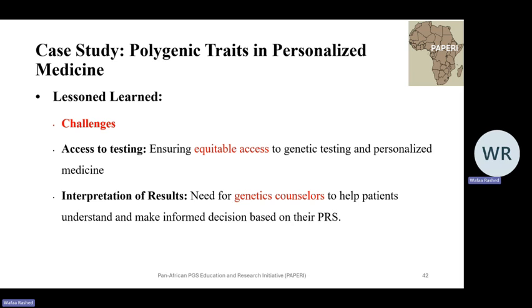For challenges, there are two main challenges. Access to testing: we should ensure equitable access to genetic testing and personalized medicine for everyone. Interpretation of the results: the presence of genetic counselors is very important. It will help patients to understand and make informed decisions based on their polygenic risk score. So the main challenges here are equitable access and genetic counselors for the interpretation of the results.